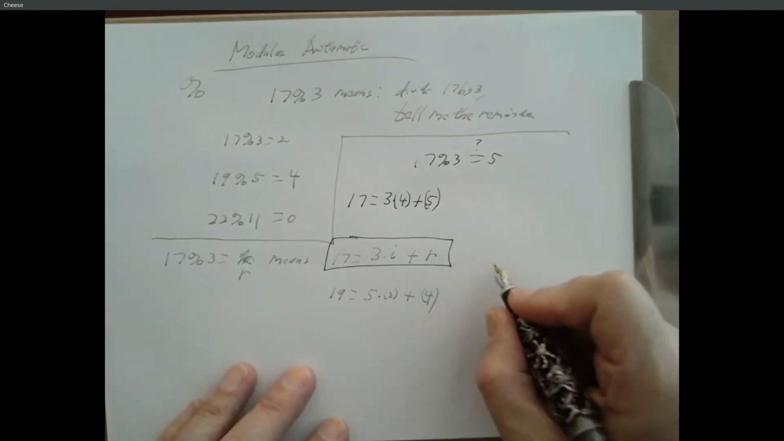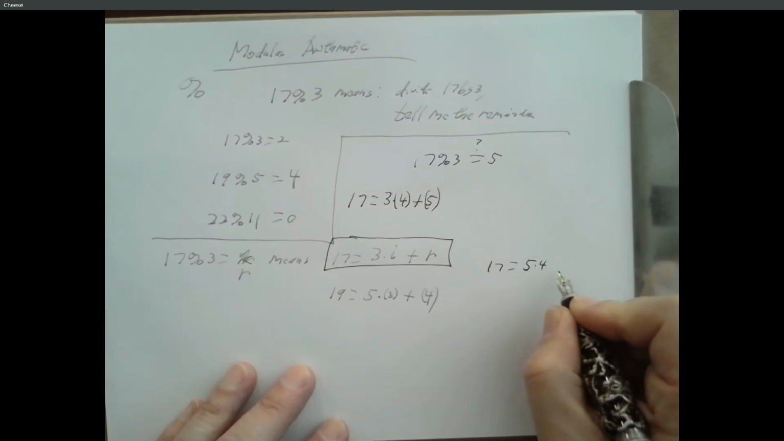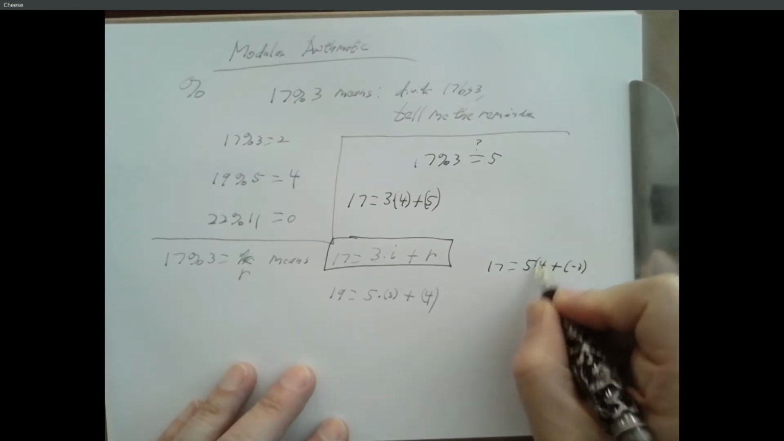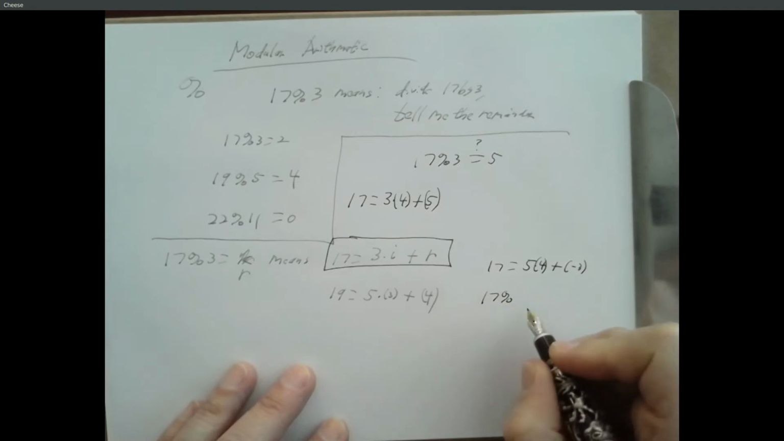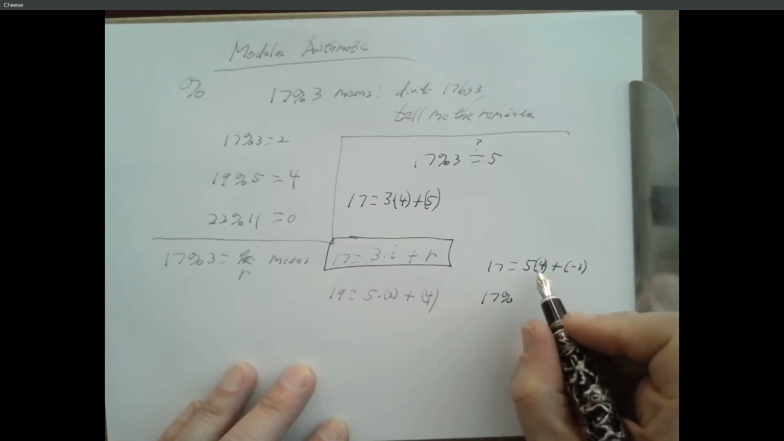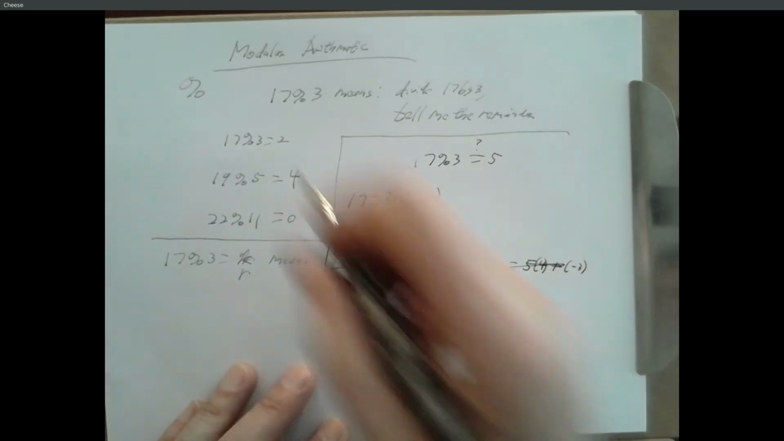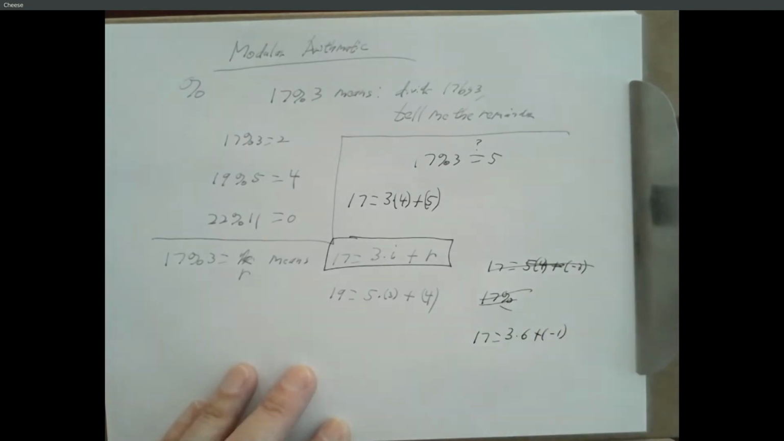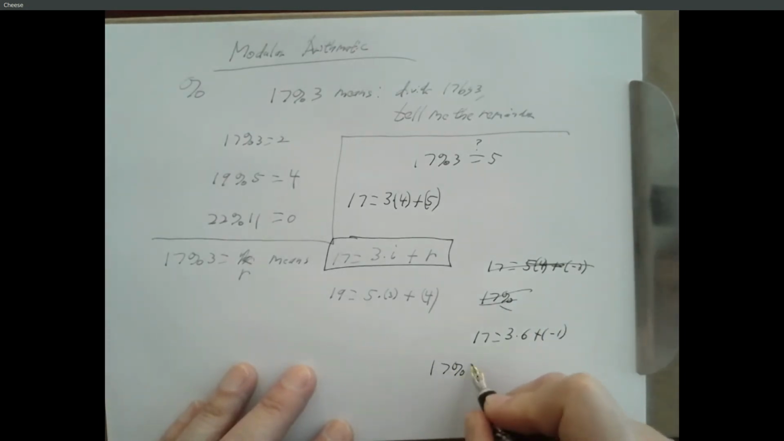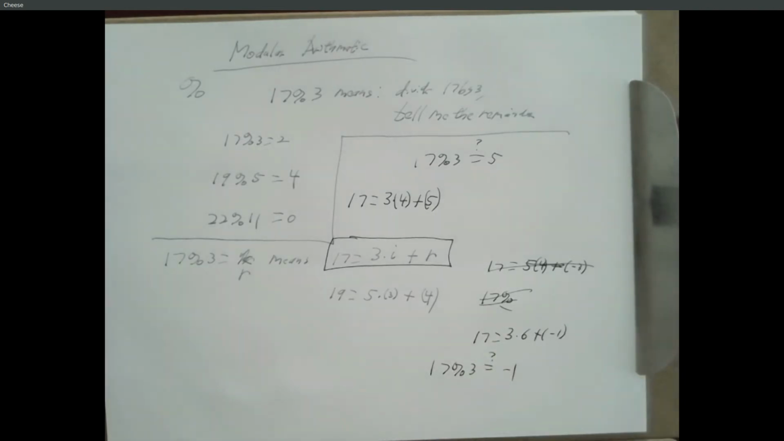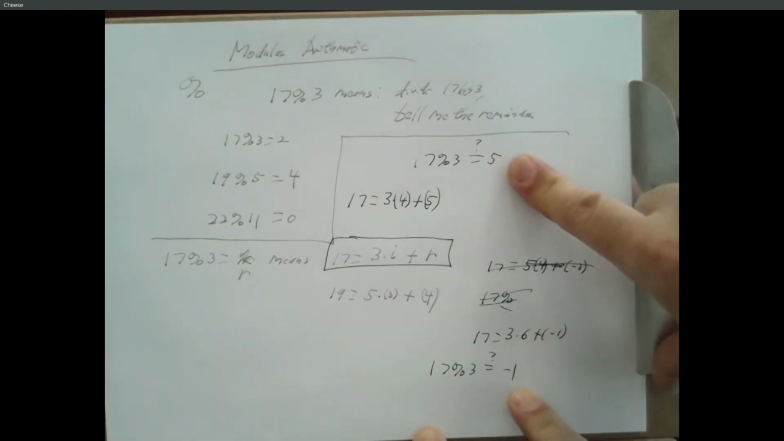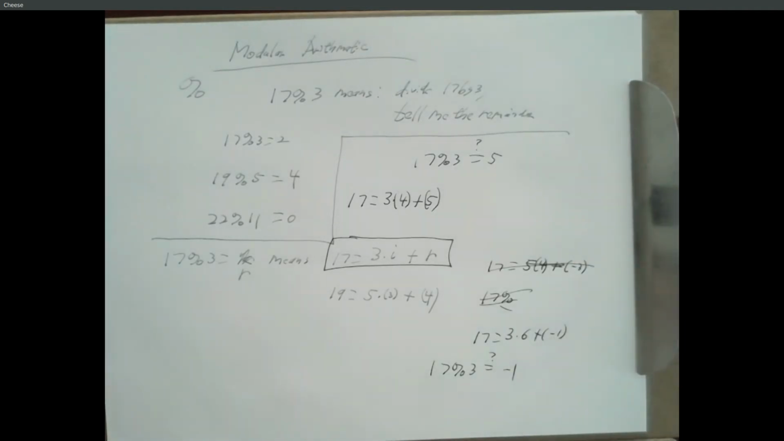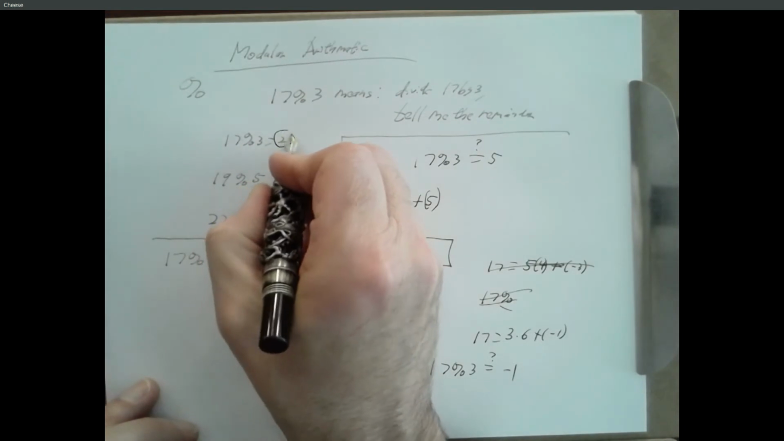Or I could write 17 equals 5 times 4 plus negative 3. So maybe 17 %, oh, I didn't do that right. Multiplying by 3. 17 equals 3 times 6 plus negative 1. So maybe 17 % 3 should be negative 1. So all of these are valid remainders. They're valid answers for what's left over when I pull out a bunch of 3s. But we all converged to this as the correct answer.